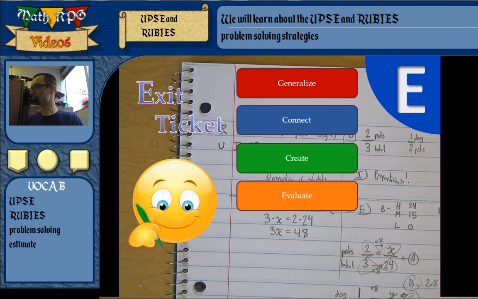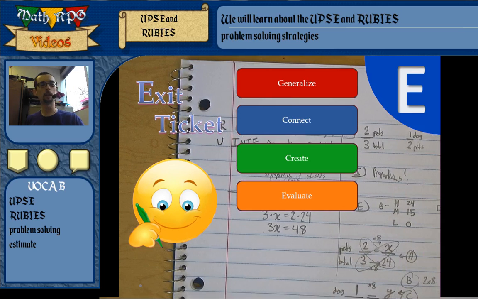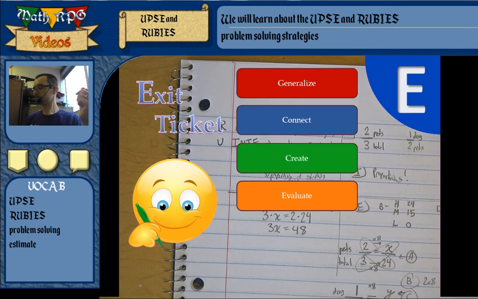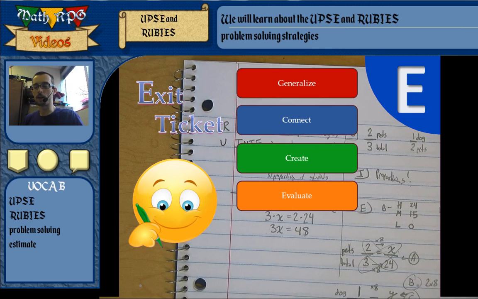Create. I could go on and create my own story problem. Right? I could write my own, very similar to this one, but I don't want it to be about a class with students with dogs and all this stuff. Maybe I want it to be about, I don't know, Mr. Baker going to an ice cream shop and he's trying to decide what kind of ice cream to buy, right? Create my own thing.